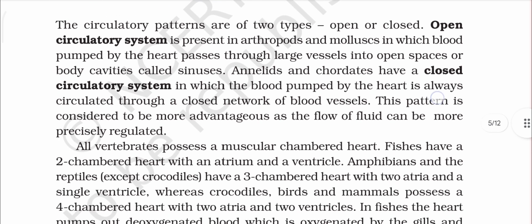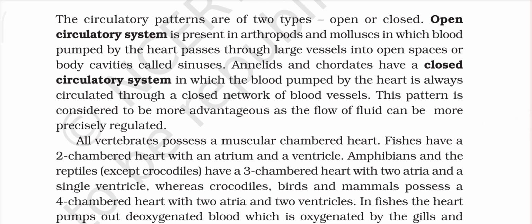Circulatory pathway. The circulatory patterns are of two types, open or closed. Open circulatory system is present in arthropods and molluscs, in which blood pumped by the heart passes through large vessels into open spaces or body cavities called sinuses. Annelids and chordates have a closed circulatory system in which the blood pumped by the heart is always circulated through a closed network of blood vessels. This pattern is considered to be more advantageous as the flow of fluid can be more precisely regulated.